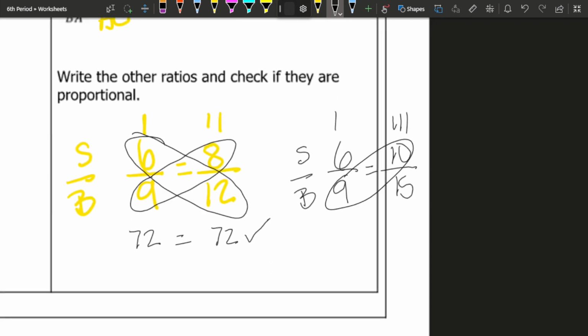9 times 10 is 90. 15 times 6 is 90. Are these two numbers the same? Yes. Therefore, it is proportional.